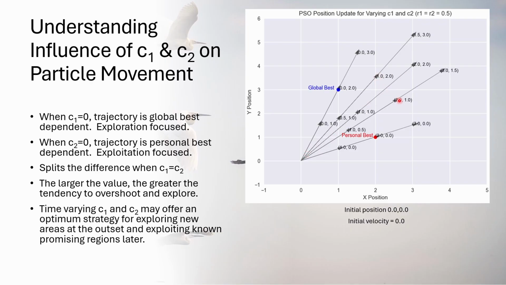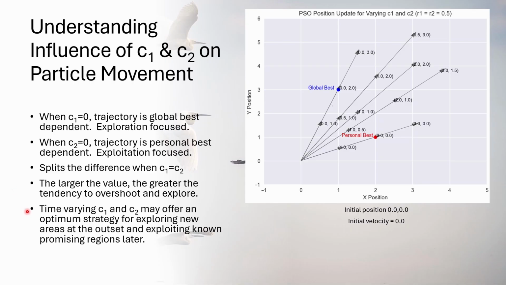So then we're going to wind up with this vector here. And again, the weighting, depending on if we're a little bit more global best or a little bit more personal best focused with the values of C1 and C2, that's going to determine this swing here. The larger the value, the greater the tendency to overshoot and explore. So you can see a value of 1, for example, gets you here. And let's just assume for the sake of argument that random R1 and R2, we're going to set those to 0.5. If then the value is 2, we wind up right at the global best and so forth. So you can see then how the magnitude and the direction of movement is influenced by C1 and C2.